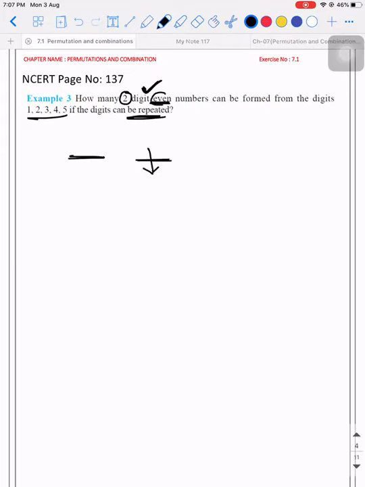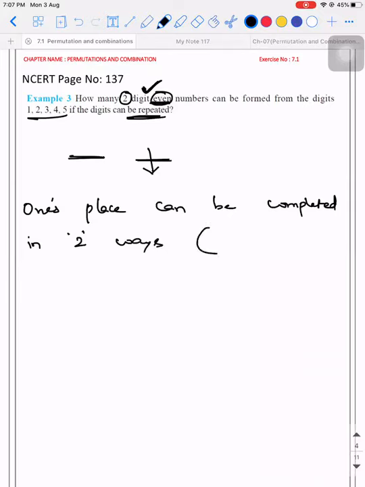Since they told even numbers, first my responsibility is to ensure that the ones place is completed. So the ones place can be completed in how many ways? 2 ways. For understanding, I'm writing: it can be filled with 2 or 4. Don't write 2 and 4. Since the repetition is allowed, this can be filled in 2 ways.